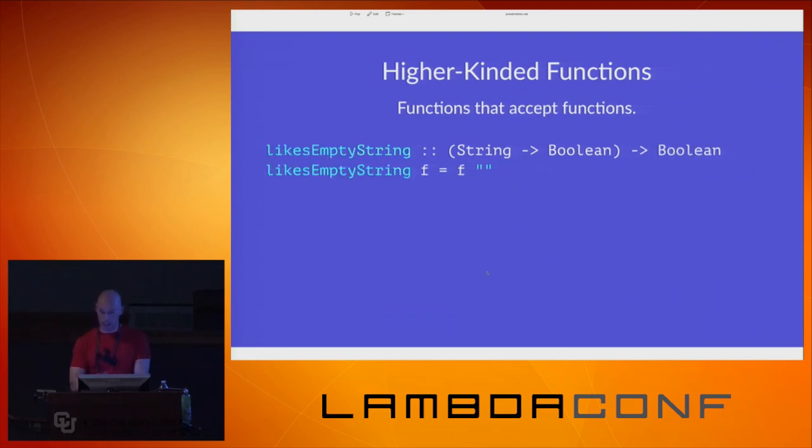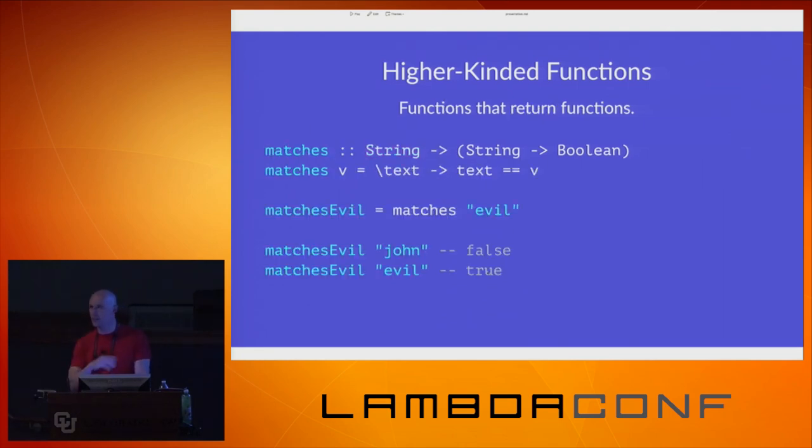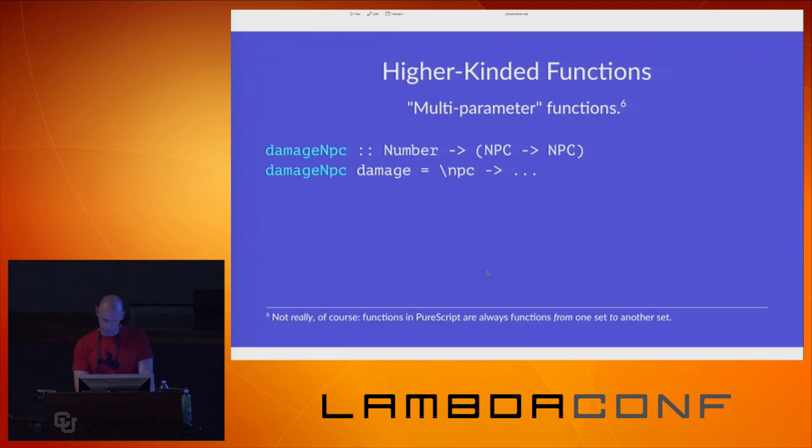So this was a function that accepted a function and returned an ordinary simple value. And this was a function that took an ordinary simple value and returned a function. And yes, you can combine them in arbitrary ways. And yes, as you start combining them, they do get harder to understand. And now, we can see how PureScript supports multi-parameter functions. So a function like damage NPC needs to take the number of hit points, how much to damage the non-player character by, or reduce his health by that specified amount. And it takes the NPC and it returns a new NPC with that NPC damaged by the specified number of hit points.